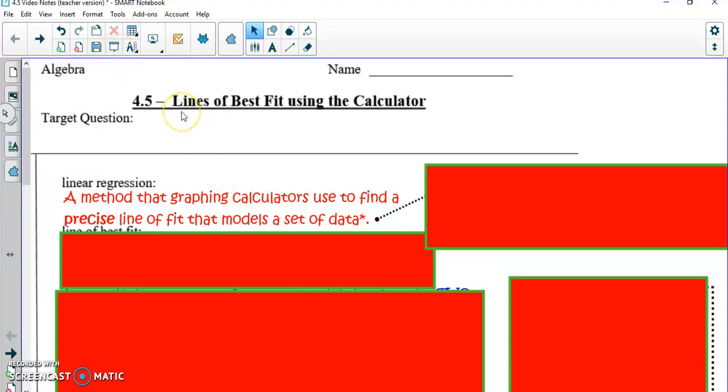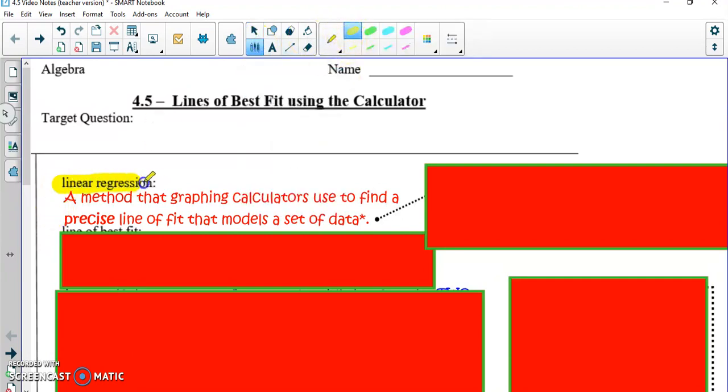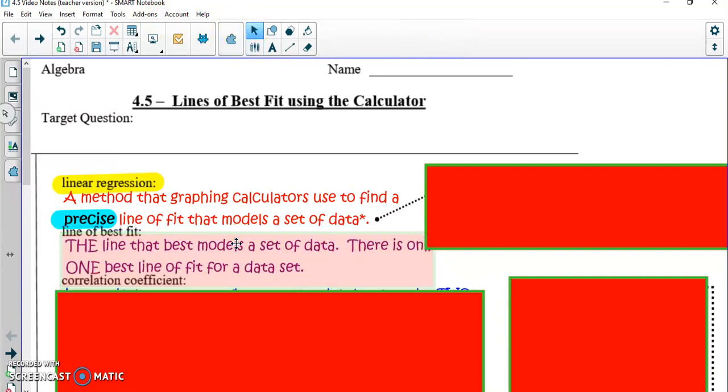Alright, so today is about using the calculator and maybe some other computer tools to create a line of best fit. The first vocabulary word for today is called a linear regression. All a linear regression is, is a method that a computer or a calculator would use to find a very precise line of best fit. And we know that we've been talking about the line of best fit already. It's just a line that models a set of data.